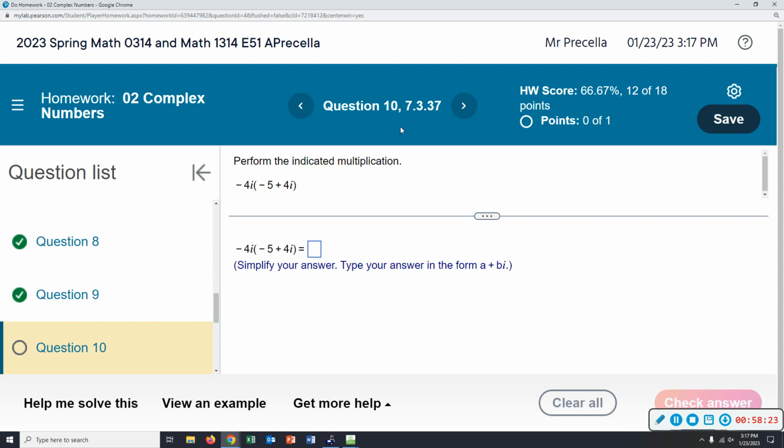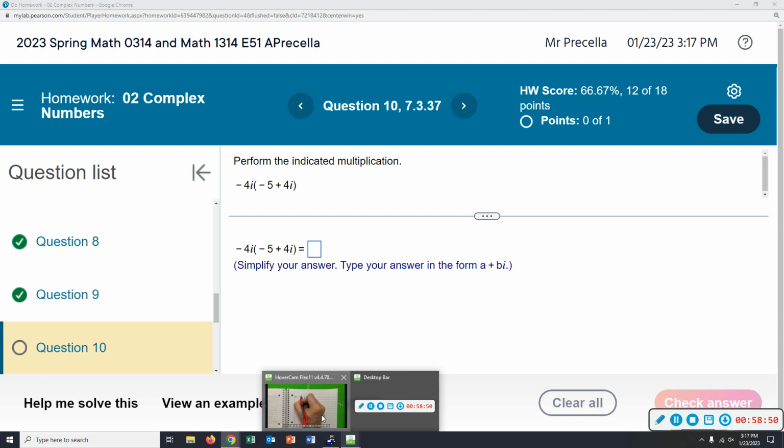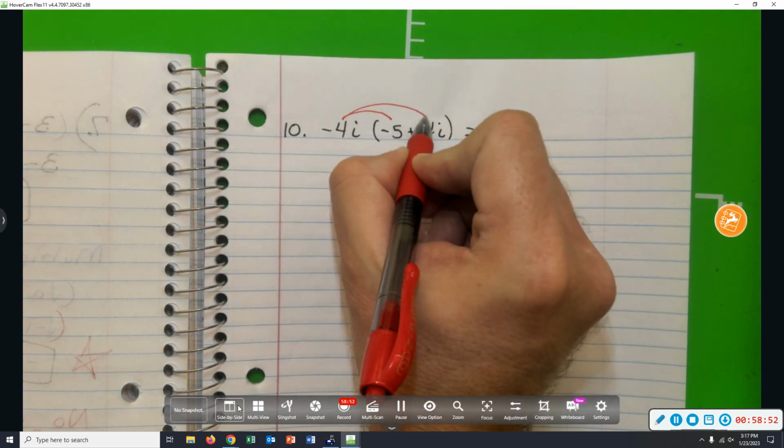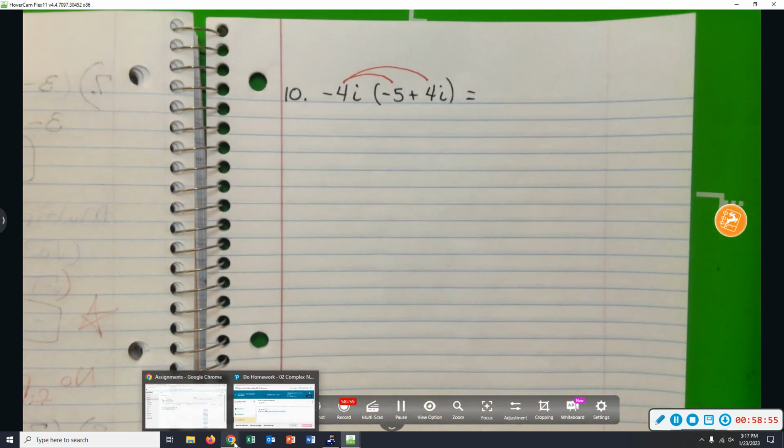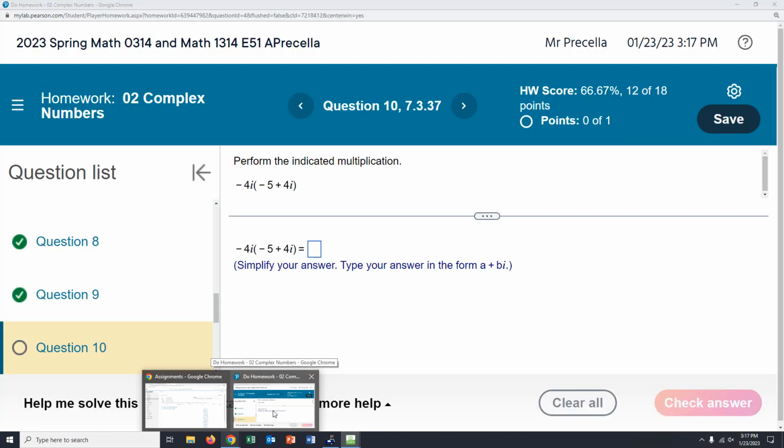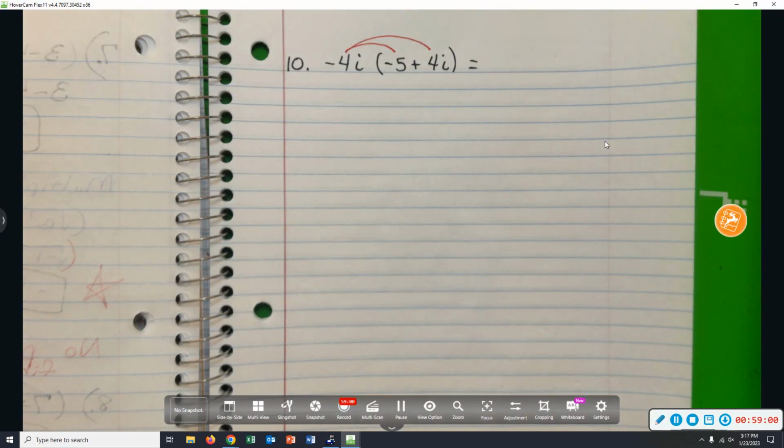Now this isn't going to be a FOIL problem. If we were thinking of the i as a variable, negative 5 plus 4i, that's a binomial. But here there's not two terms. That's just a monomial. A monomial times a binomial. We're not going to FOIL. What are we going to have to do here? It's a D word. Distribute, I agree. Did I copy it right? Negative 4i times negative 5 plus 4i. Okay, so just distribute.